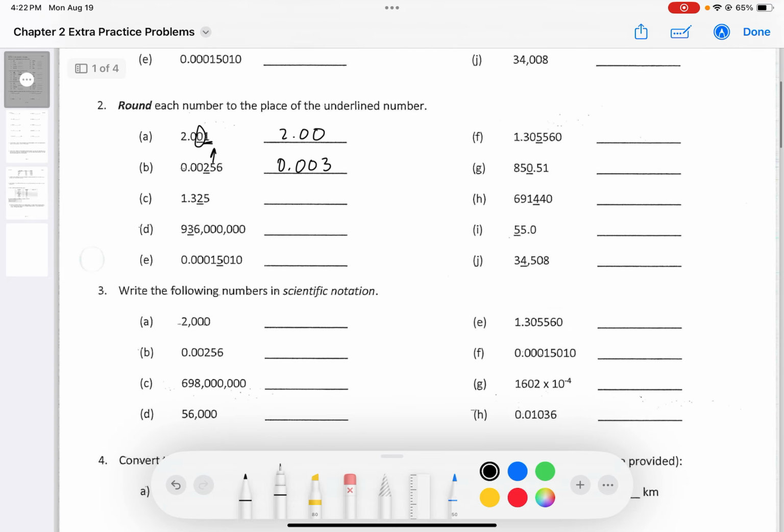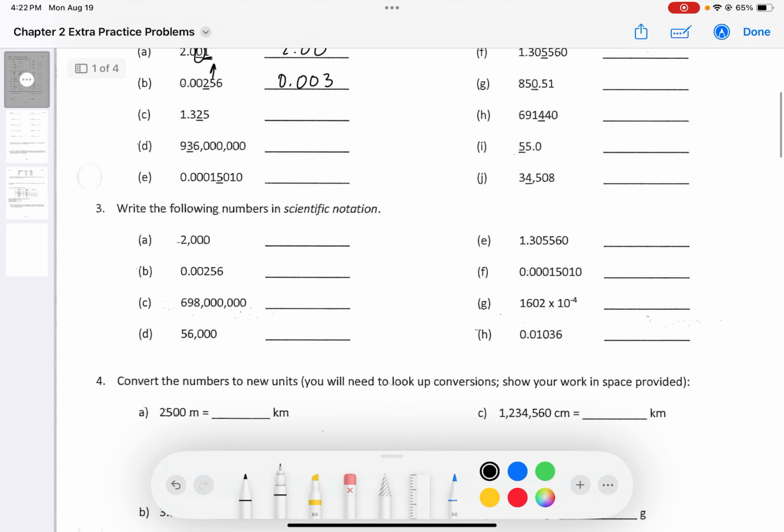Okay? Then on number 3, it says write the following numbers in scientific notation, and it gives you those numbers. You're going to do exactly what we just did in our video review. Write those numbers correctly in scientific notation.